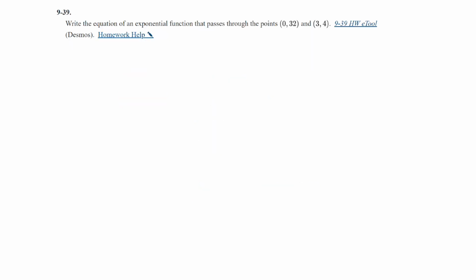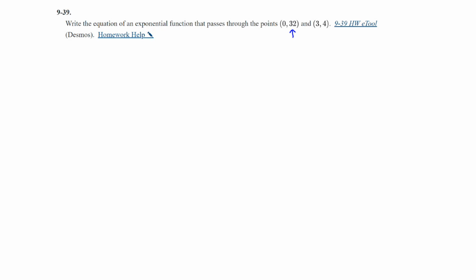Question 39. Write the equation of an exponential function that passes through the points 0, 32 and 3, 4. So an exponential equation, we need two things. We need the starting value, which is given to us right here. There's the y-intercept.